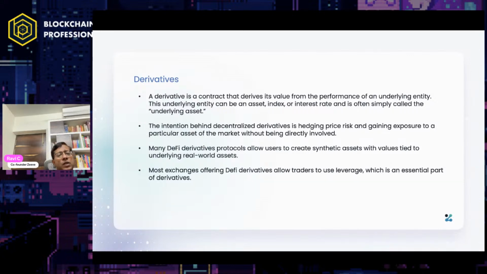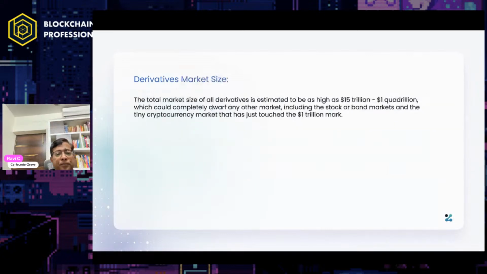So the concept of derivatives came to DeFi. Like we have spot pricing, spot trades on exchanges. Similarly, derivative exchanges also came in, which allow you to speculate on different derivatives or different underlying assets. So derivatives is definitely a much bigger market size vis-a-vis the spot market or a stock or bond market. It's a very huge market because you can create derivatives for any kind of asset or index.